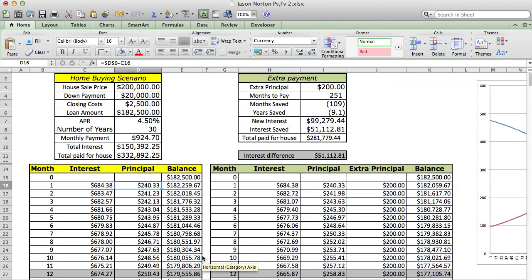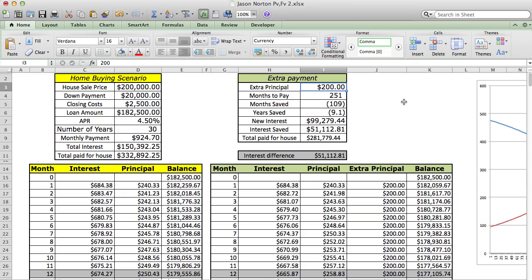So let's go back to this extra payment calculator that I have here. What this is saying is, let's say I had an extra $200 a month that I could pay towards that $924 a month payment. So instead of paying $924, I was paying close to $1,200. So I've put in that $200.